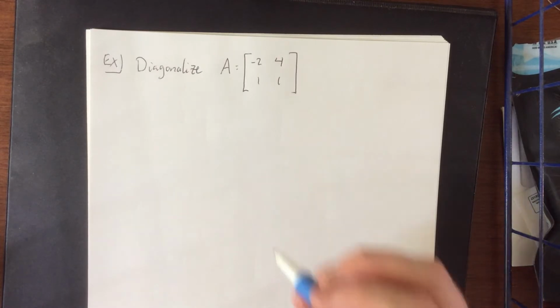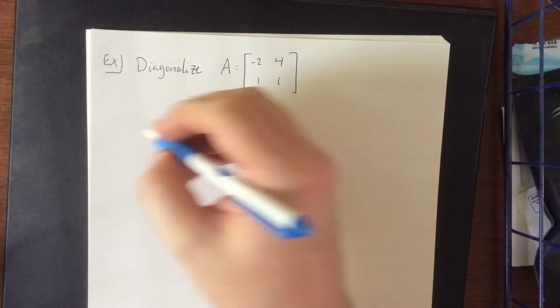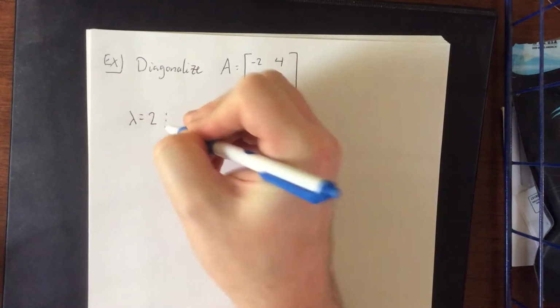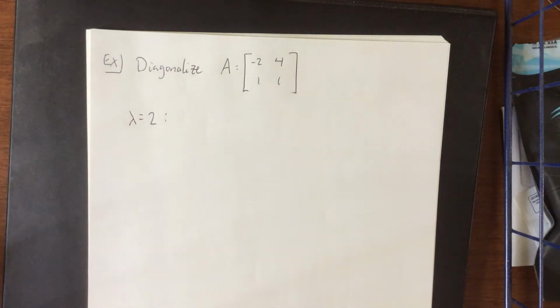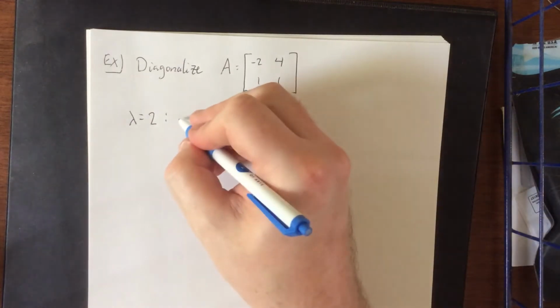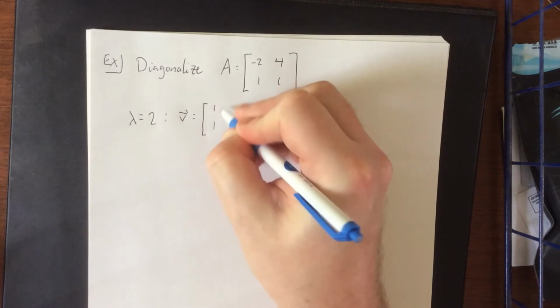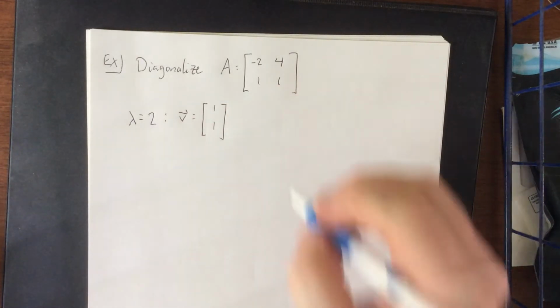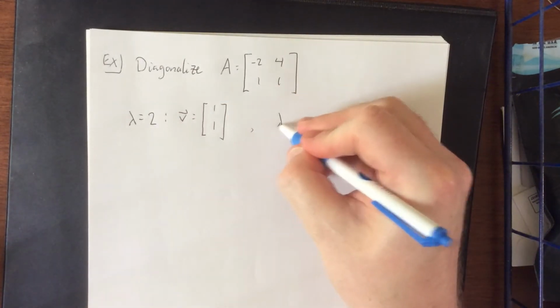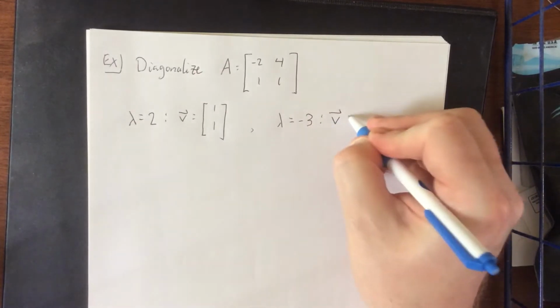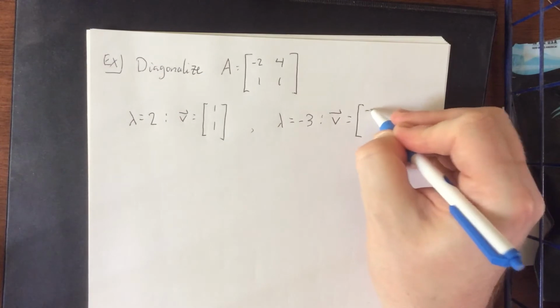As such, I am going to point out that we have already found the eigenvectors and eigenvalues. One of the eigenvalues that we got was lambda is equal to 2. The corresponding eigenvector that we got for this was v is equal to, and I'm going to write it as a column this time, 1, 1. The other solution that we got was lambda is equal to negative 3, with the corresponding eigenvector being negative 4, 1.